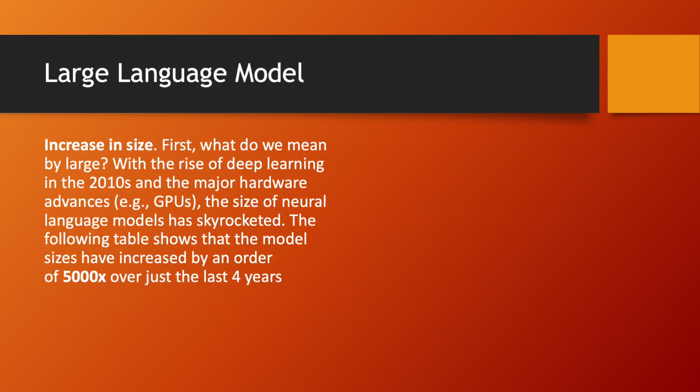So now let's ask the question, what is a large language model? The obvious answer is an increase in size. Now, what do we mean by large? With the rise of deep learning in the 2010s and major hardware advances like GPUs, the size of neural language models has skyrocketed. The following table shows the model sizes have increased by an order of 5000x over the last 4 years.